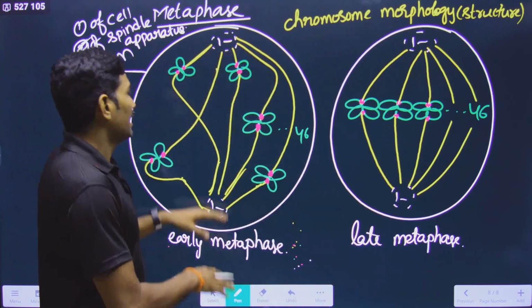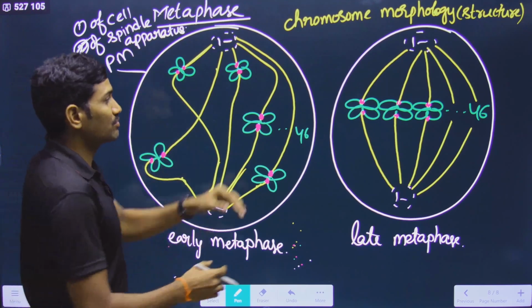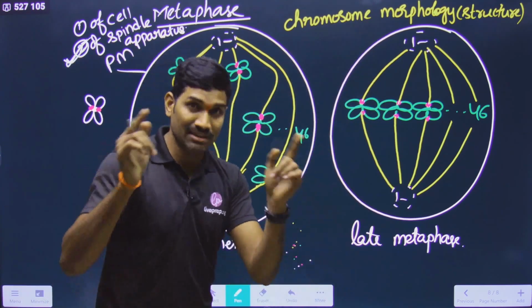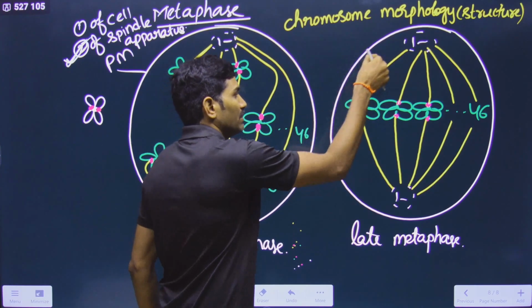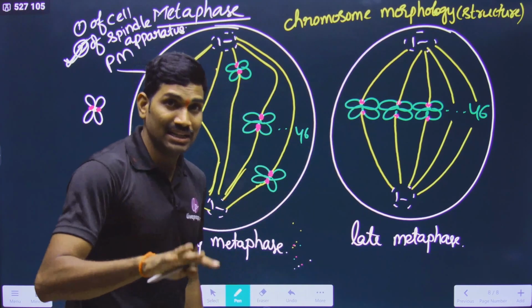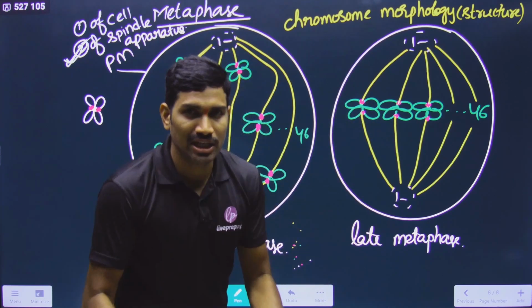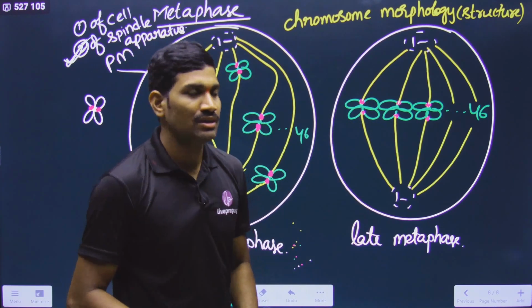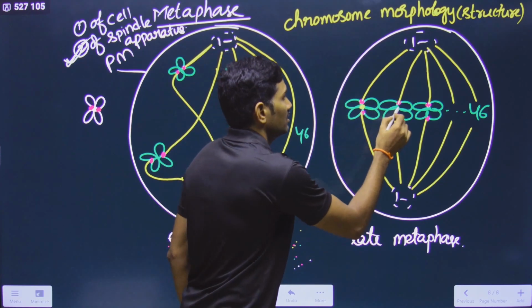And the next point is, to these chromosomes, spindle fibers from the opposite poles are attached in such a way that to each chromosome, spindle fibers from opposite poles are attached. Where are they attached? To the kinetochores. And what are these kinetochores? They are also a type of proteins. And where are these kinetochores present? They are attached to the centromere.